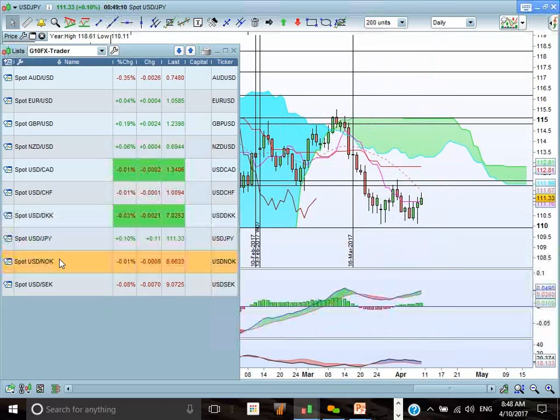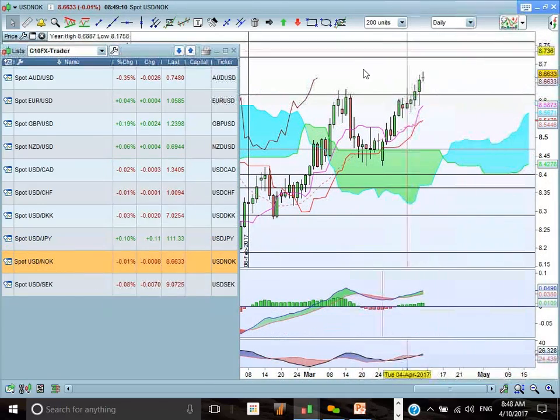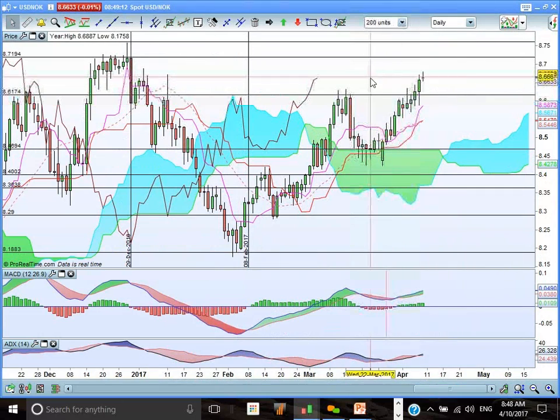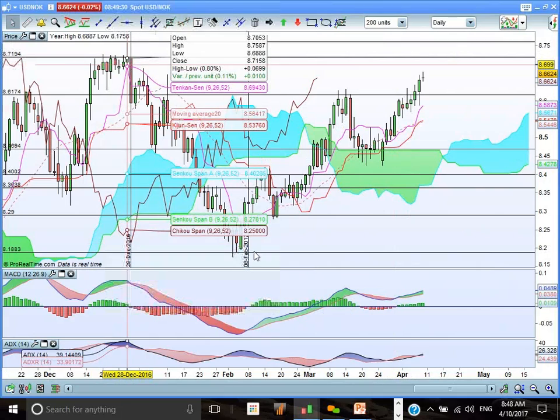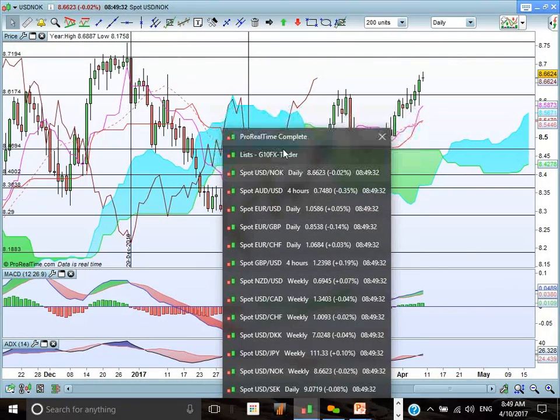US dollar, Norwegian krone, also on its way to fight old highs here at 8.7194 as the next key resistance zone. Had a nice MACD buy signal a couple of days ago, so that one's working out very well. And so the next target would be these old highs here. So watch out for potential profit taking at those highs, at these old levels.